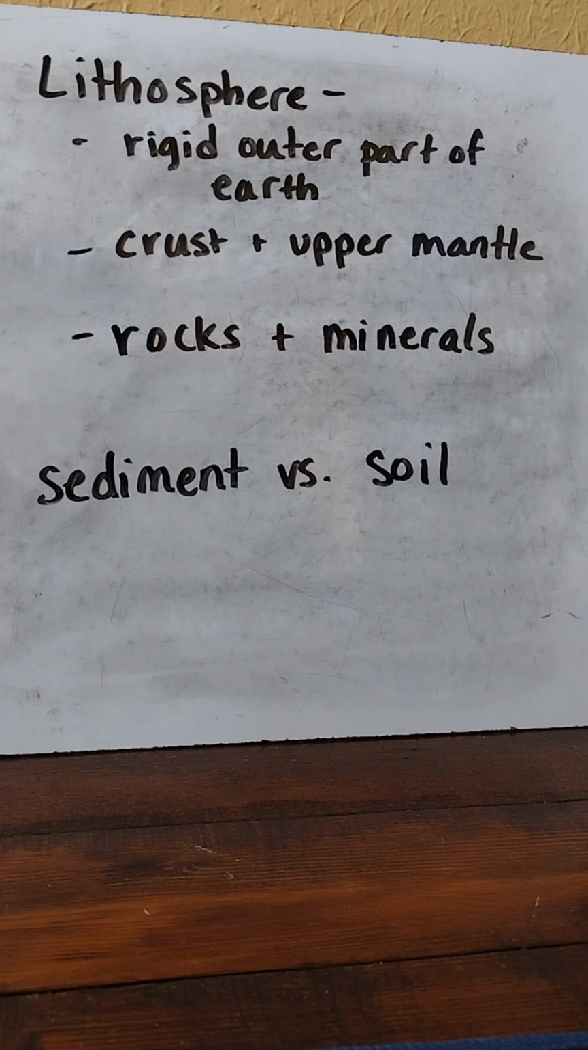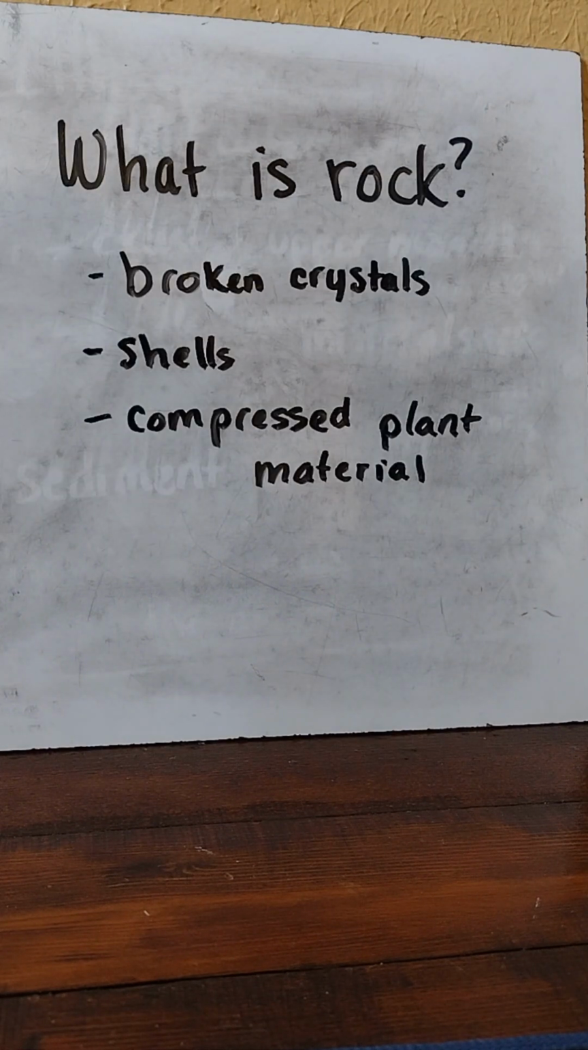Okay? Soil is organic animal or plant material, decayed matter, and it's also inorganic grains of rock. But this soil develops in the absence of movement. So sediment is from movement and soil is from the absence of movement, and soil is more organic material and sediment is more rock, sand, mud, clay, that kind of thing. What are rocks made of? Rocks are made of broken pieces of crystals or other rocks. They can be made of shells, or rocks can be made of compressed pieces of plants.